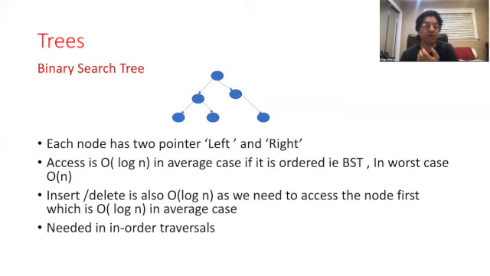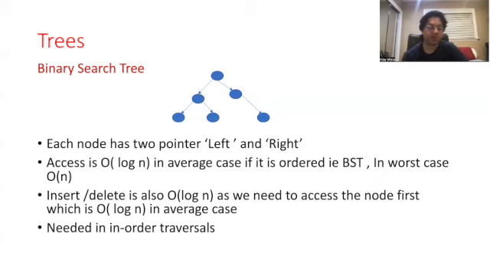Otherwise, in the worst case, it is order of n. The worst case would be if you have all the items sorted, inserted one after another: root node, then right node, then right node, and right node. That could be a kind of linked list, or it could be a left-aligned structure also: root node, left node. So it becomes a linked list in that case. That's the worst case, and access would be order of n, because you have to traverse the whole linked list.